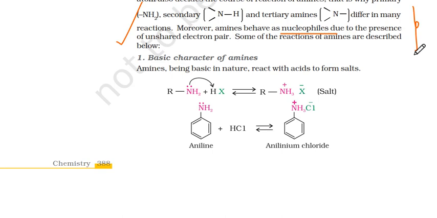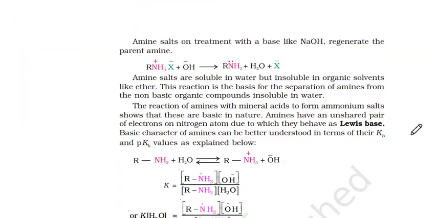Now, basic character of amines. Very easy. Now what do bases do? They react with acids to form salts. That's what will happen here. The amino group, the amine group, will have a lone pair. It will act as a base. It is going to donate this lone pair to the proton of the acid, and you will get a salt. Similarly, aniline in the presence of an acid will give anilinium chloride. You get salts whenever you make amines react with acids.